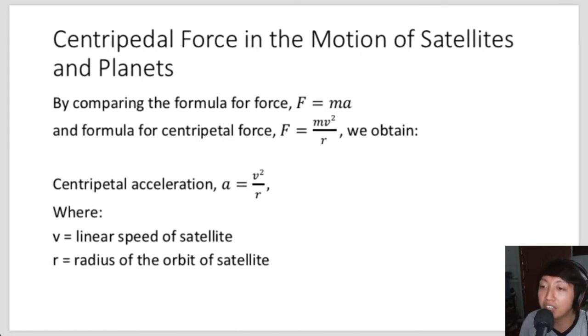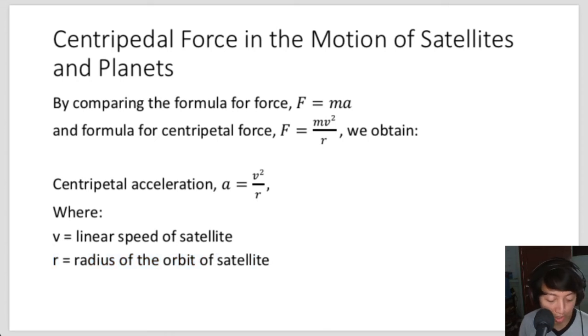Centripetal, that's T, not D. That's a typo. By comparing the formula for force equals mass times acceleration and the formula for centripetal force, force equals mass times velocity squared over r, we obtain the formula for centripetal acceleration. So how fast is the acceleration of the centripetal force? Where v is the linear speed, r is the radius of the orbit. How do we get this formula?